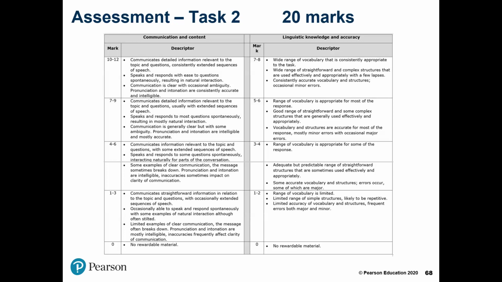For linguistic knowledge and accuracy, we're looking for a wide range of vocabulary that's consistently appropriate to the task, wide range of straightforward and complex structures that are used effectively and appropriately with few lapses, and consistently accurate vocabulary and structures with minor errors. So there are two elements to the linguistic knowledge and accuracy. There's the range, so range of vocabulary and range of structures, and there's also the accuracy. So we've got linguistic knowledge and accuracy as two separate ideas there.